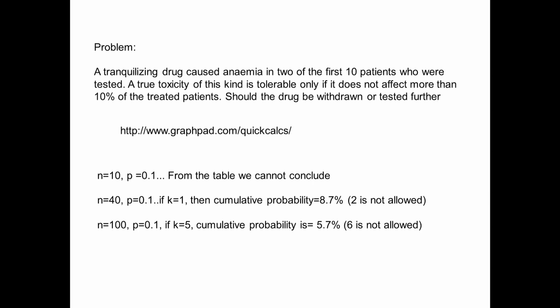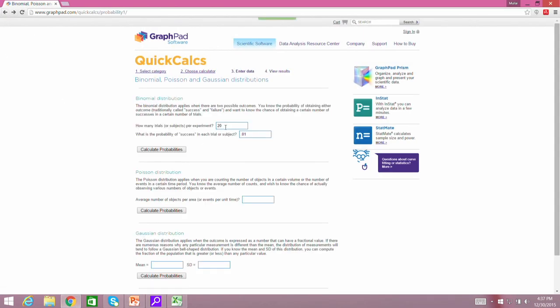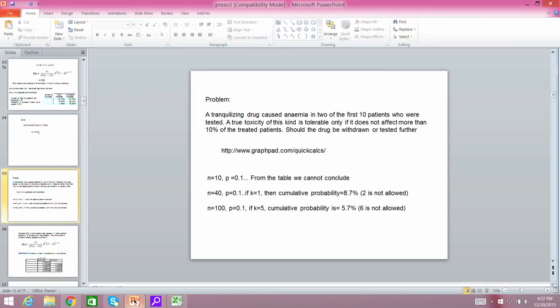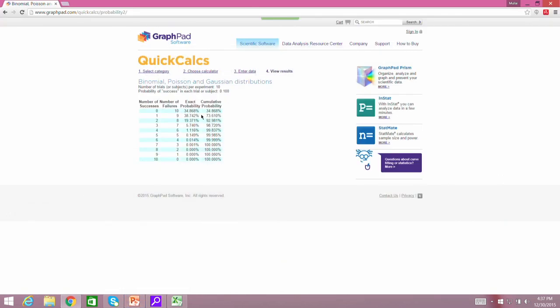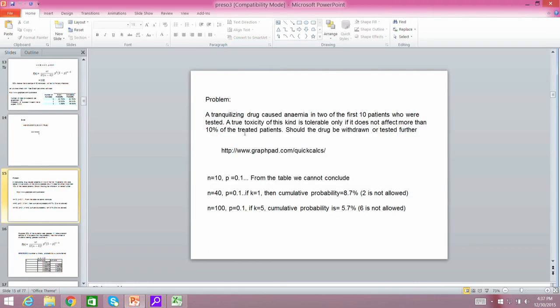So only 10% of the patients can have this type of toxicity effects. But here with 10 patients, 2 of them are having problems. So should the drug be taken out? So we are in a big problem. So let us go, for example, to GraphPad. Then we will say 10 patients, and then we want to say 0.1, calculate probability. So that's very, very high. So we cannot conclude because it's showing a very high probability, almost 34%, whereas we want to have 10% only.